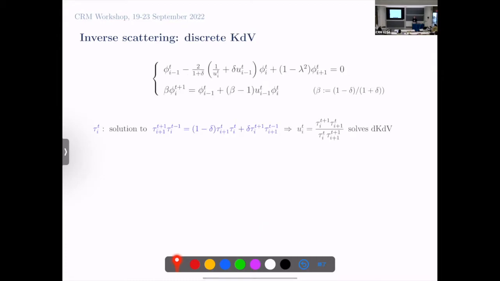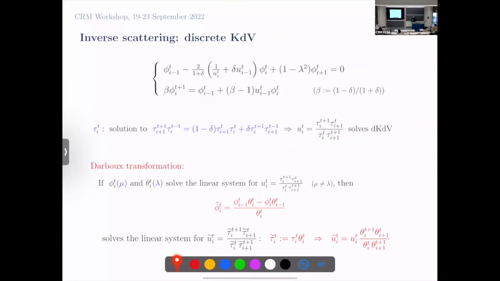This is also something we saw in at least 3 talks. I think this is the relation between the tau functions for discrete KdV and the solutions to discrete KdV. It's this quadri ratio, and the tau functions have to satisfy this bilinear equation, which will not be very important in the talk, but I have to use tau functions. So I can't not show this relation.